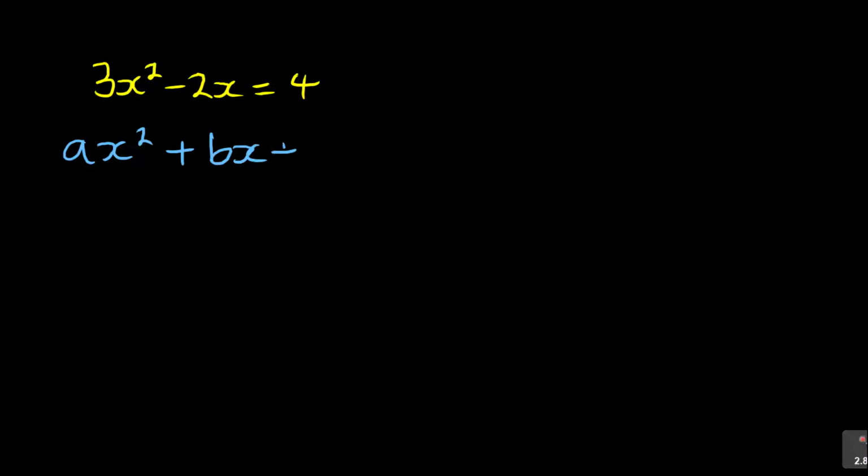x squared plus bx plus c is equal to what? 0. Remember, it's ax squared plus bx plus c is equal to 0. Very important. What do we call this one? The general quadratic equation. That's the general one.